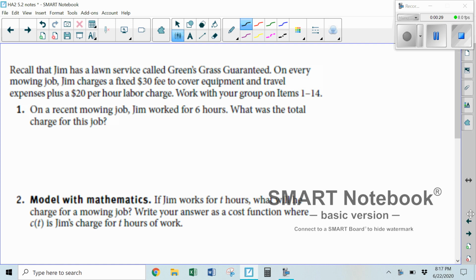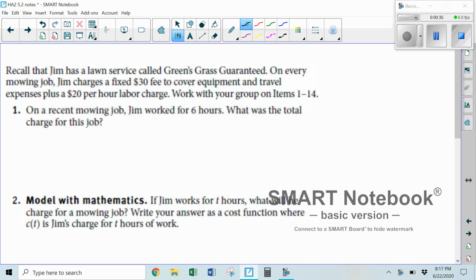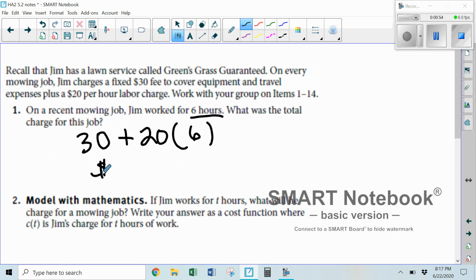Number 1, on a recent mowing job, Jim worked 6 hours. What was his total charge for the job? Go ahead and figure that out. There's a $30 fee plus 20 per hour, and he works 6 hours. So that comes out to $150.